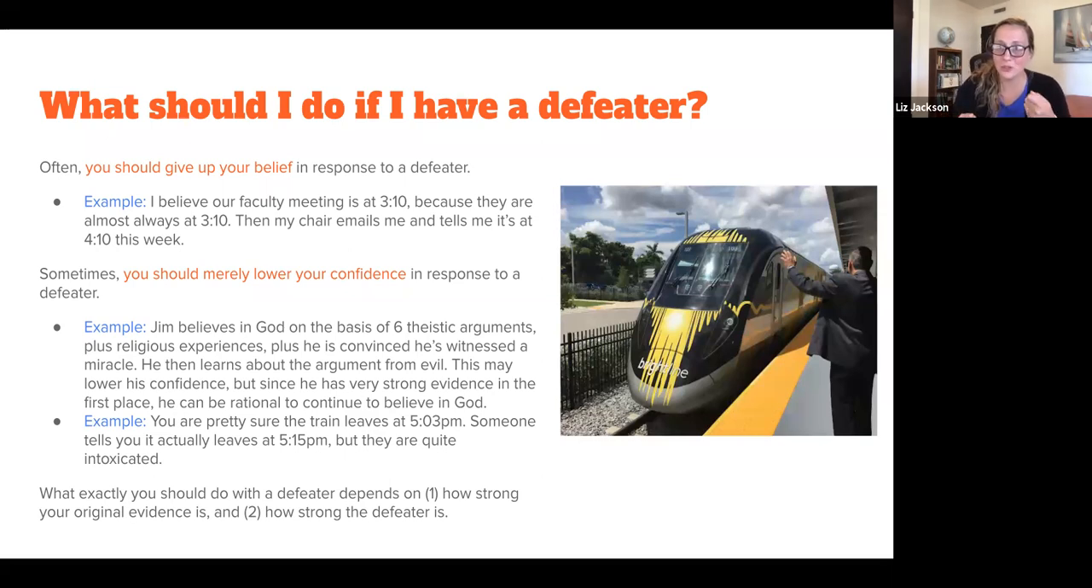And if you don't have very strong original evidence and the defeater is very strong, then you almost definitely should give up your belief. So it's going to just depend on the weight of your evidence for and against.